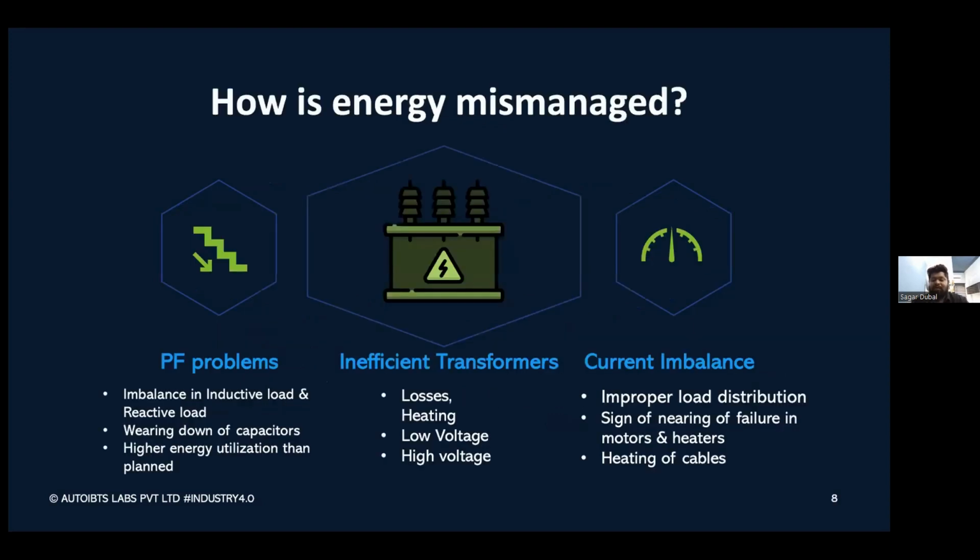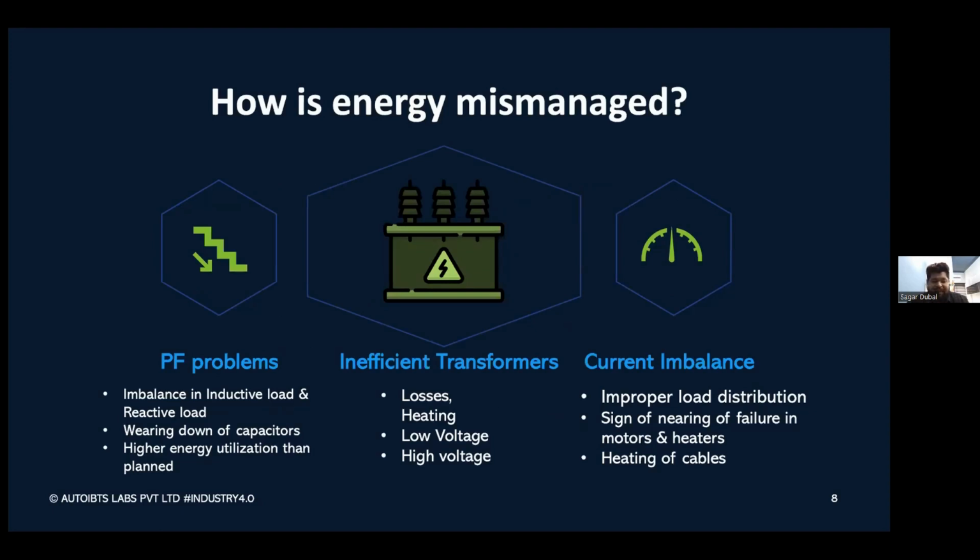So now I'll come to the very practical problems that every industry faces. Some industries will face more problems, some will face fewer, but these are overall the major problems that are faced in most companies that we've visited, we've audited, and we've provided our services to.